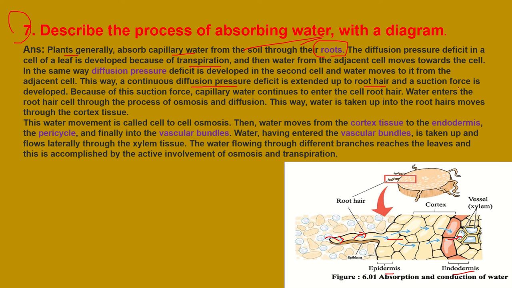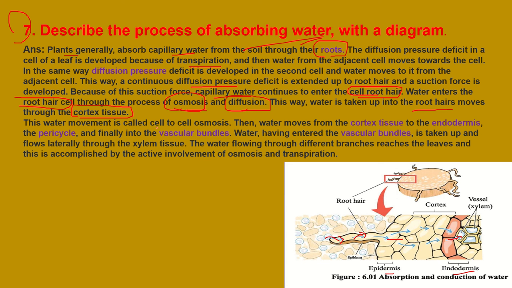and suction force is doubled up, because of the suction force capillary water continues to enter the root cell here. Water enters the root cell through the process of osmosis and diffusion. Here are two types of process. Number one, osmosis, and number two, diffusion. This way water is taken up into root hairs and moves through the cortex tissue.